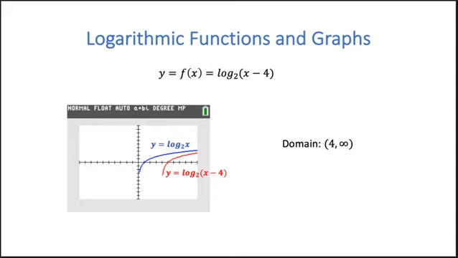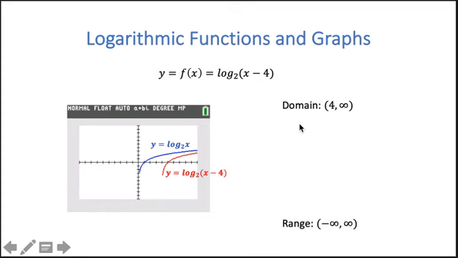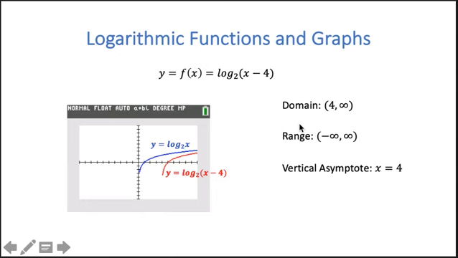The domain of this function is 4 to infinity, not including 4, because remember, this cannot be 0. This can't even be negative, because there's no power you can raise 2 to get something 0 or negative. The range is all real numbers, and this has a vertical asymptote at 4.